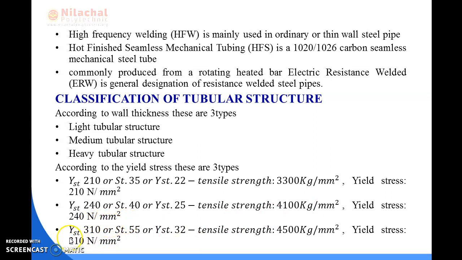The third type is YST310, or ST55 or YST32, where the tensile strength of YST310 is 450 N per mm square and the yield stress is 310 Newton per mm square. So these are all about the classification of the tubular structure.